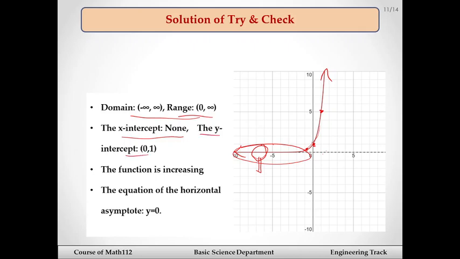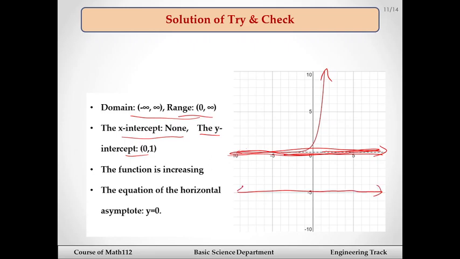The y-intercept is at 0, 1, and the function is increasing for sure from left to right. For the horizontal asymptote, this graph is approaching which line? This line is the x-axis. What's the equation of this line? Let me remind you, if a horizontal line passes through -5, we say it's y equal to -5. So this one passes through the 0 level: y equal to 0, or we call it the x-axis.